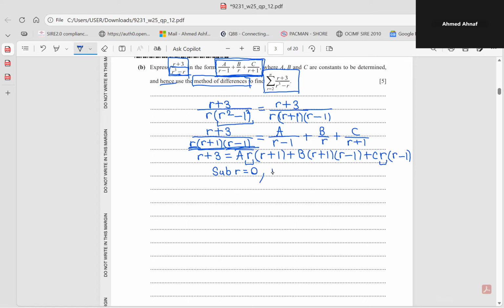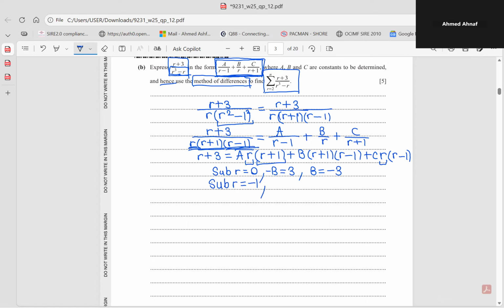Okay, so you have b times 0 plus 1, that's 1, and 1 times 0 minus 1. So that's minus 1 times 1. You get minus b equals 0 plus 3, which is 3. Then you get b equals negative 3. Okay. Next up, we have this factor r plus 1. So we're going to make that 0. And in order to do that, we are going to substitute r equals negative 1.